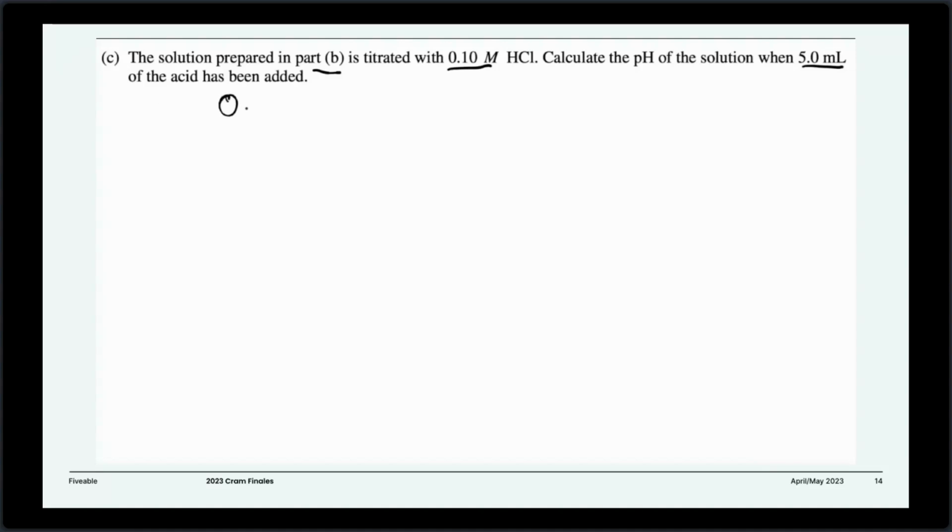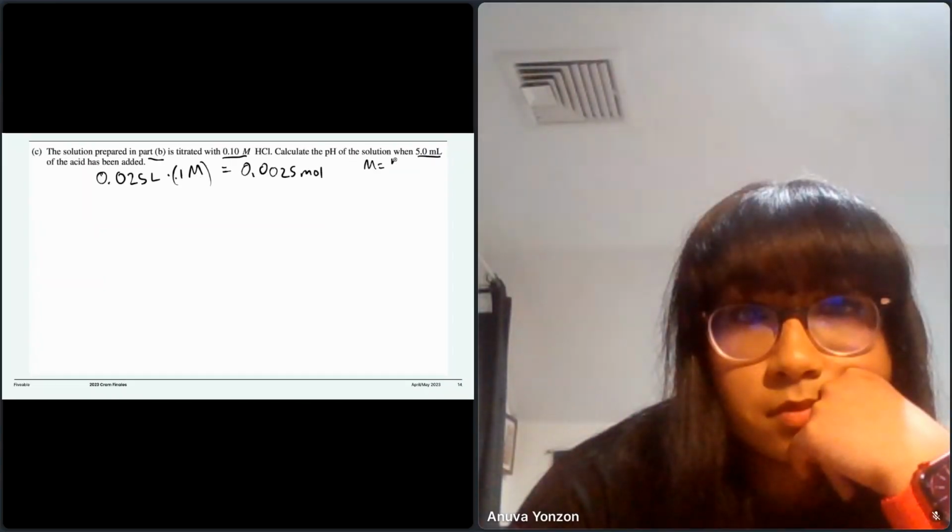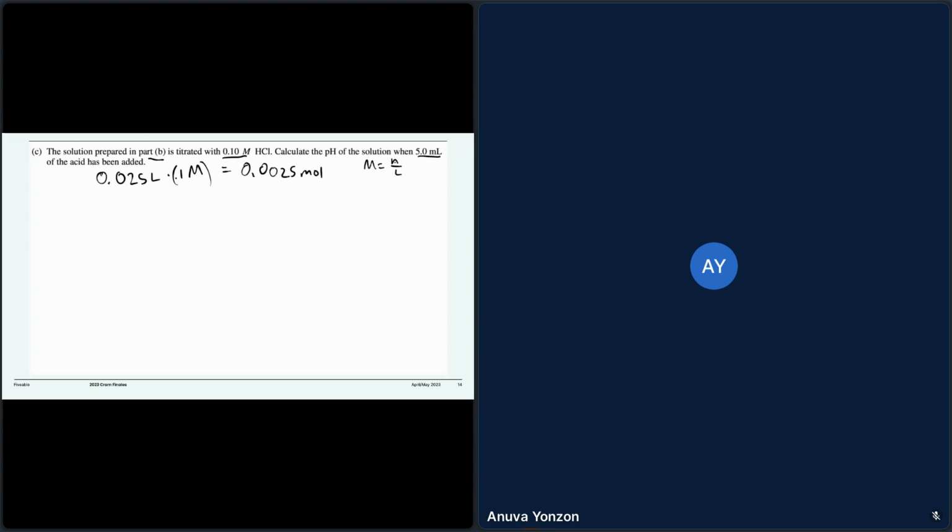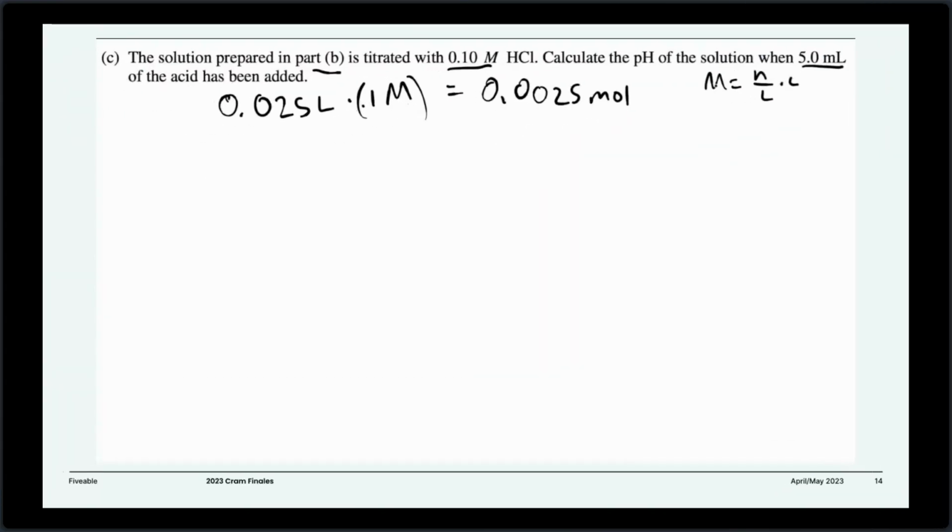So to do that, all we have to do is remember the volume that we had for aniline, which was 25 milliliters or 0.025 liters, and we multiply that by 0.1 M, and we will get 0.0025 moles. Now the reason why we're doing this is because of the equation M equals n over L, and we're trying to find our moles, that n part, so we multiply by L, our liters, that cancels out, so that's how we get our moles.